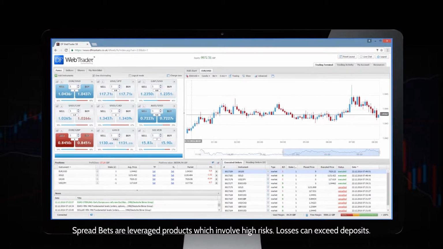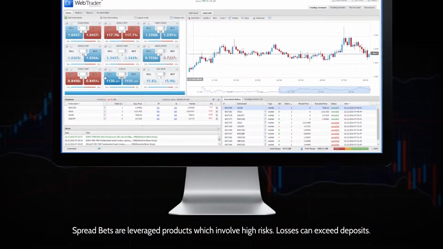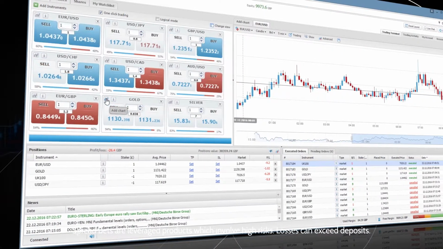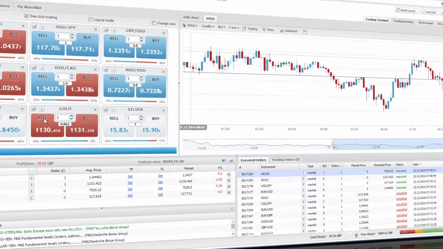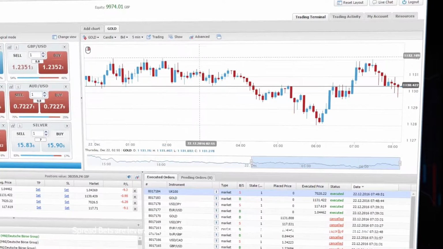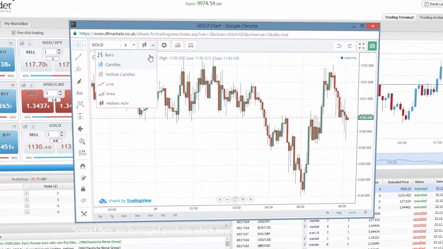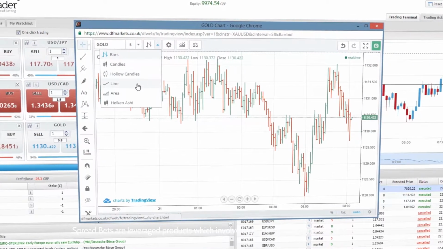In order to open the chart for the selected market, you have to click the Add Chart icon in the Instrument List or the Price window. The platform's chart module shows price changes, market fluctuations, and price history, and will be your primary focus when trading or performing technical analysis.